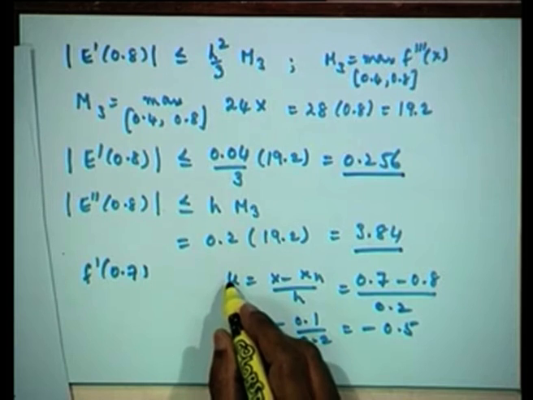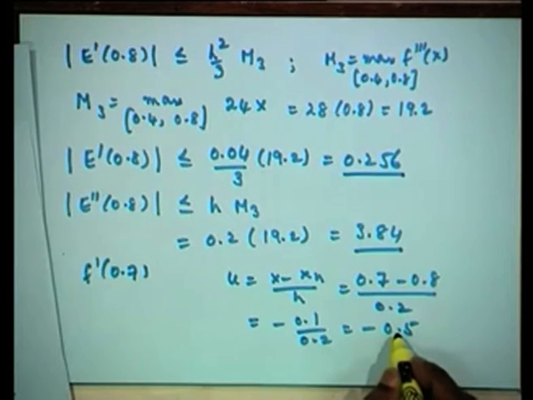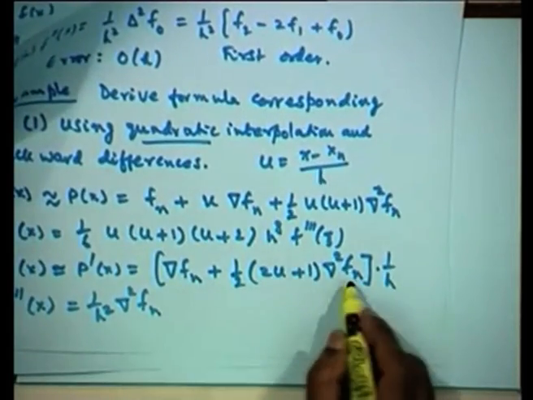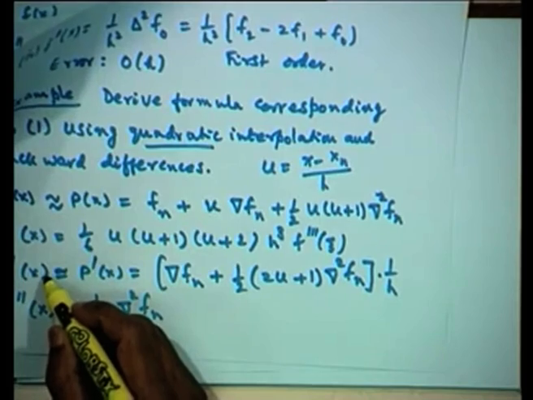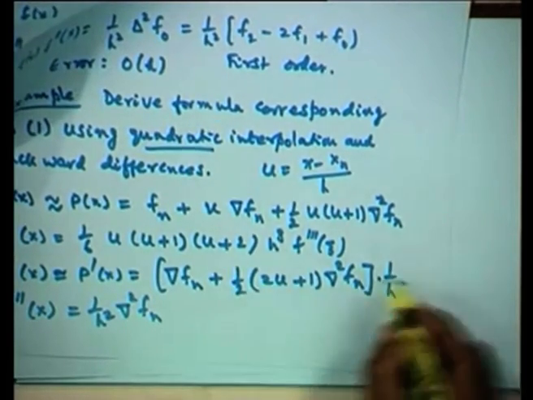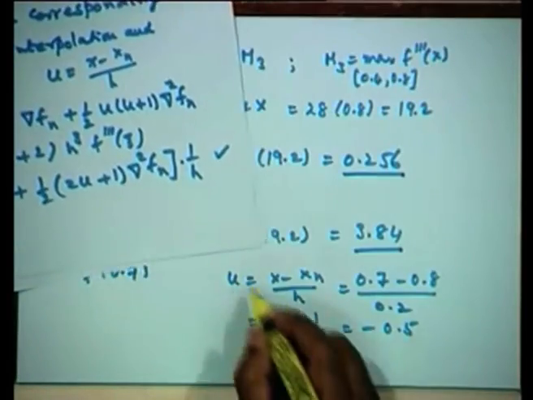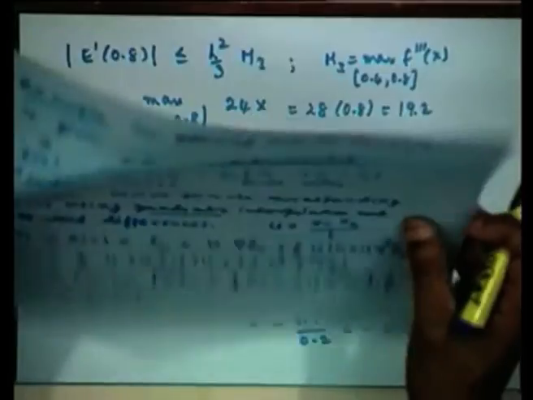Therefore, the value of u would be minus 0.5, and I shall be using this value of u in this expression to find out what will be the value of the derivative at a non mesh point, so any intermediate point. So, I shall use this formula directly by finding u and substituting over here. Same thing is true for the other derivatives also.